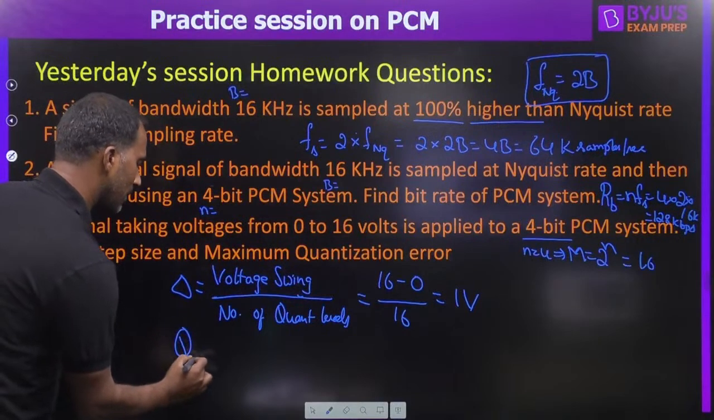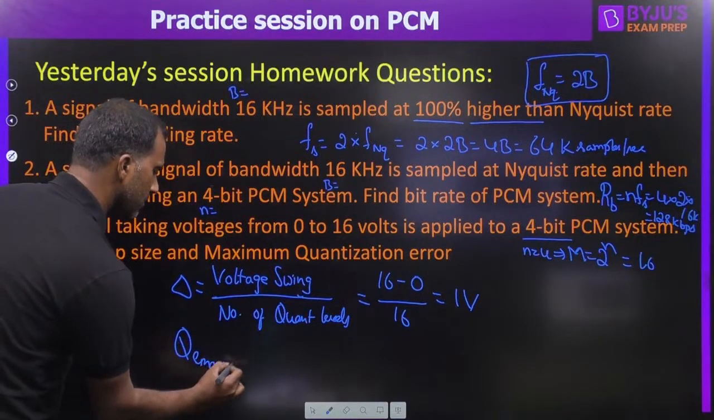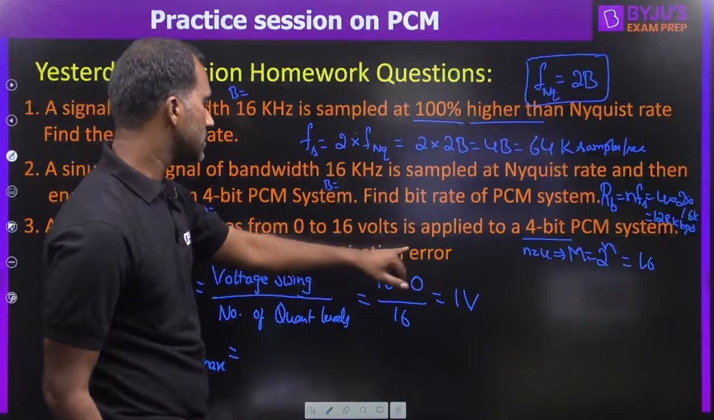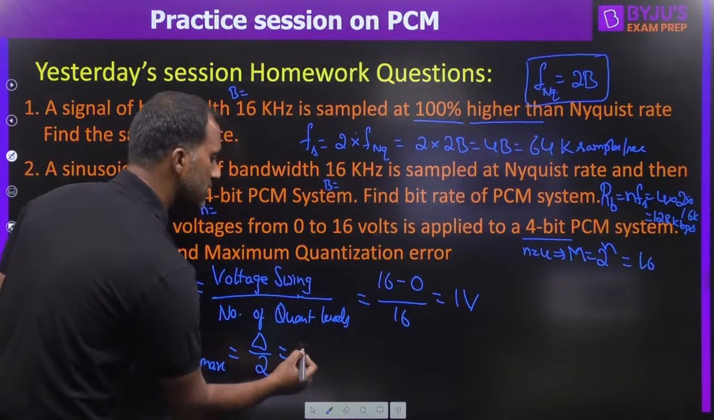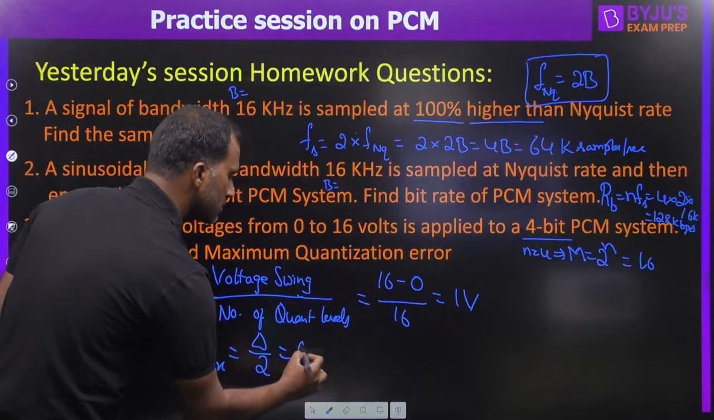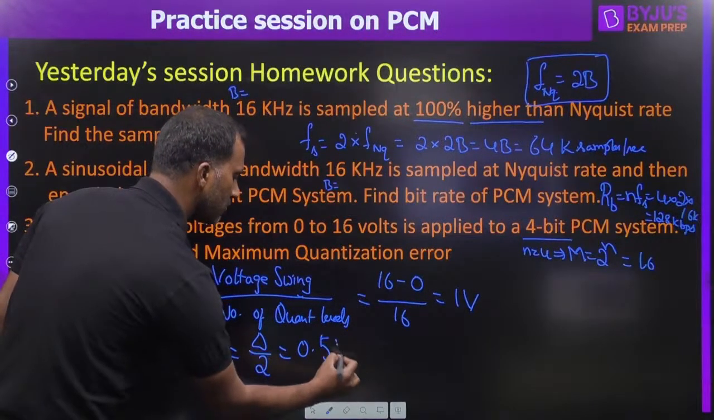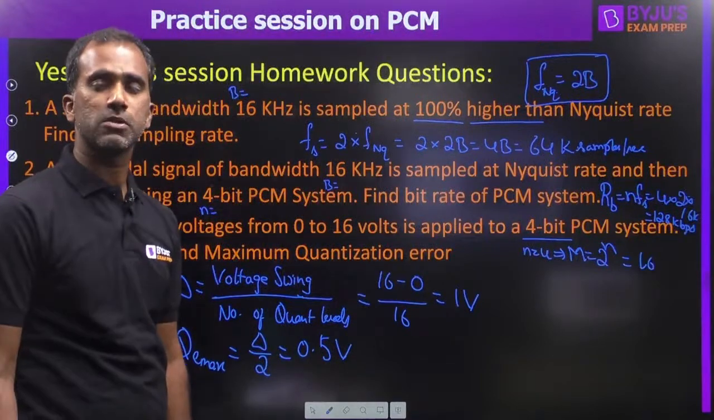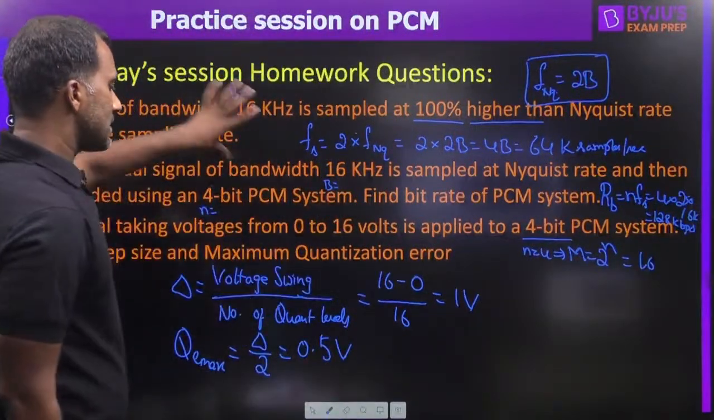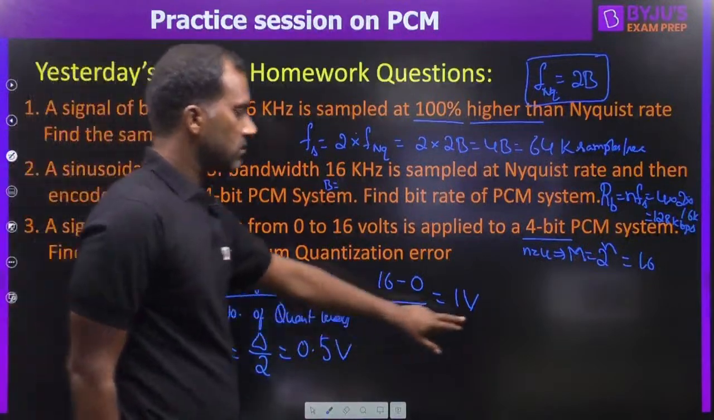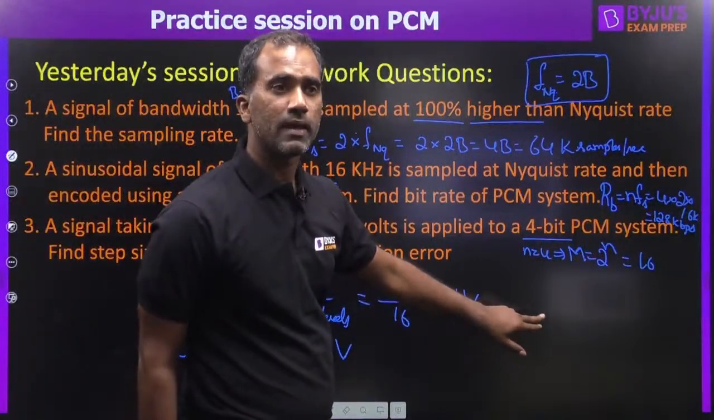And how about the maximum quantization error? Maximum quantization error is half of the step size. And how much is that? 1 volt divided by 2 is 0.5 volts. The maximum error possible is 0.5 volts. Okay. So these are the answers. I hope many people got the right answers.